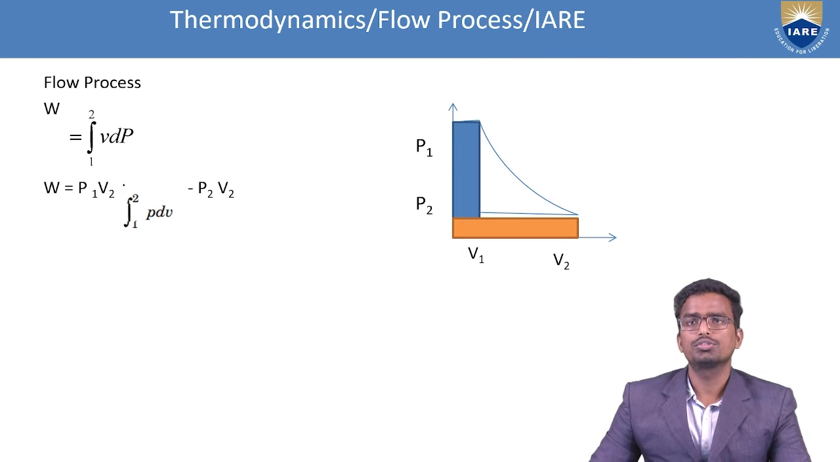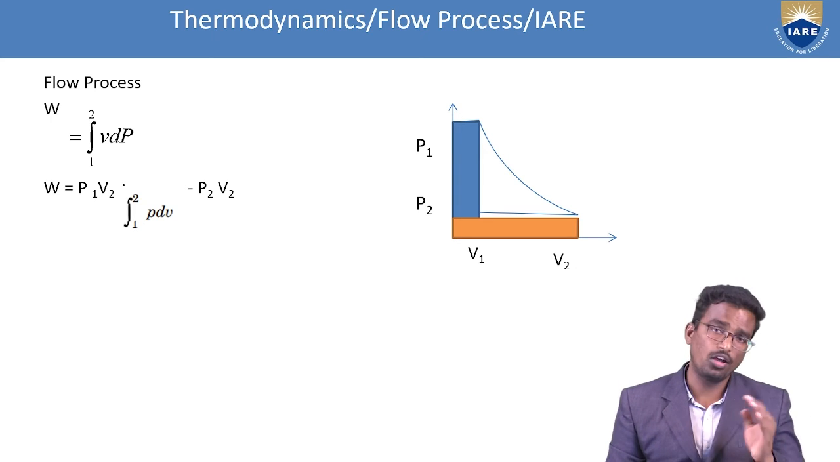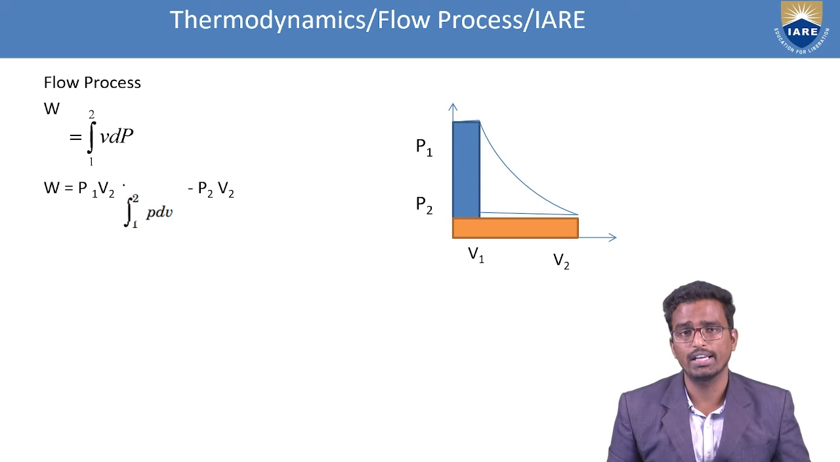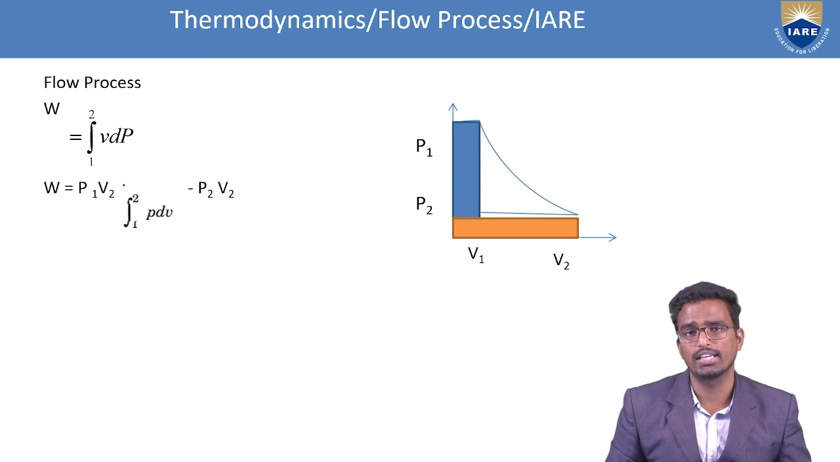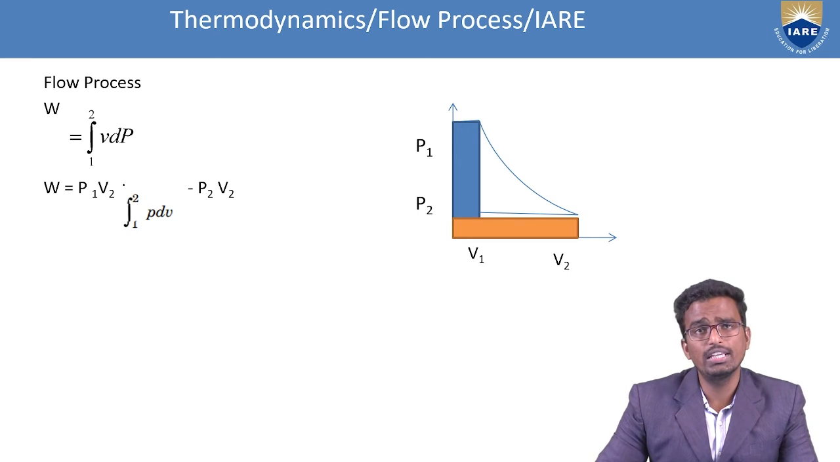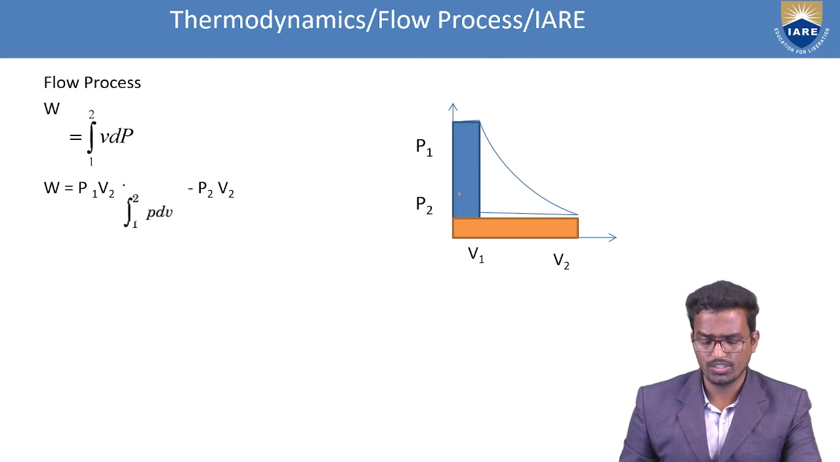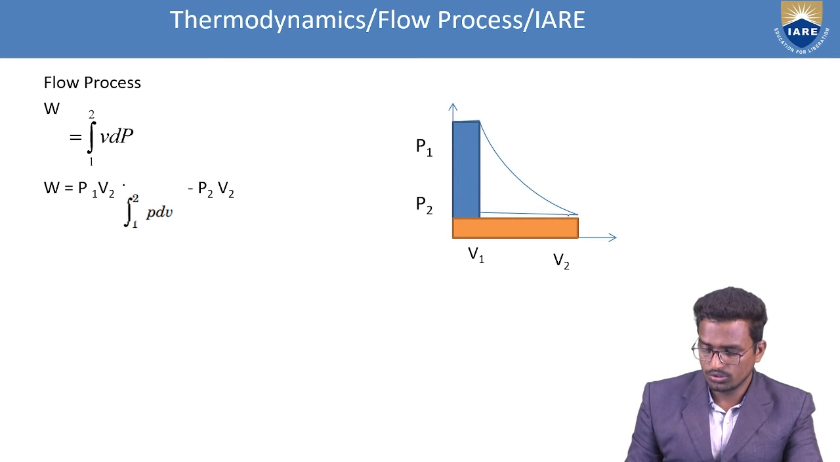The same, similar technique we apply for the flow process. In a non-flow process, an example is the piston cylinder mechanism. In a flow process, we take the example of a nozzle. So we apply the same equation for the flow process. In a flow process, we know that the area to the left of the curve.